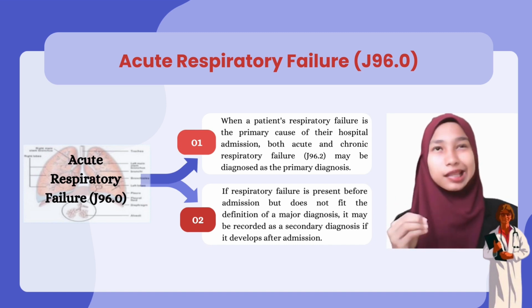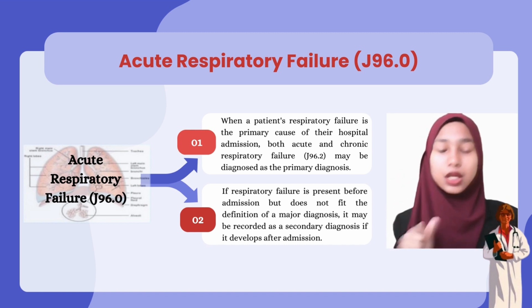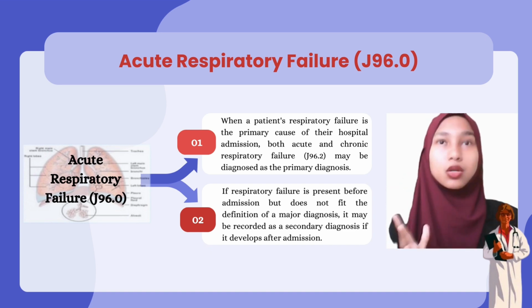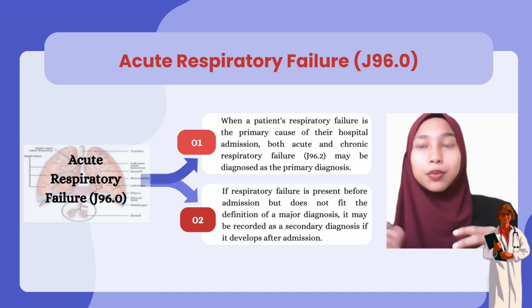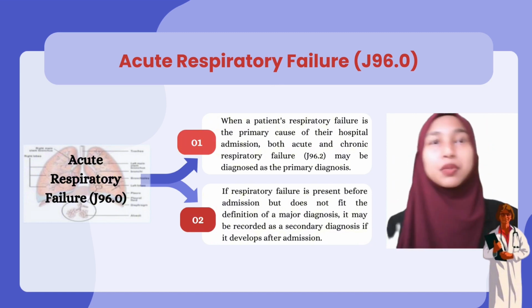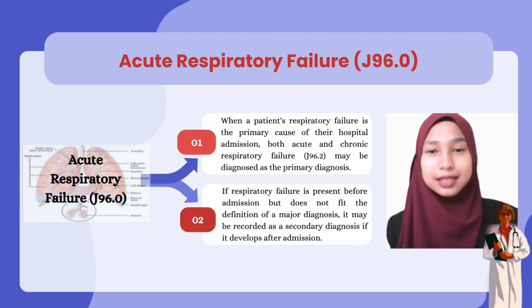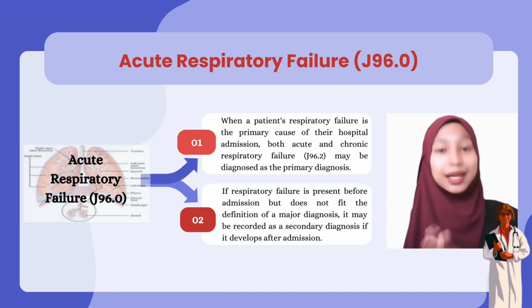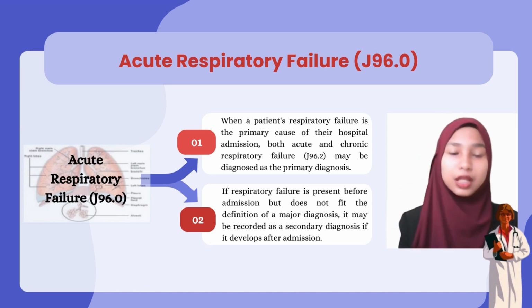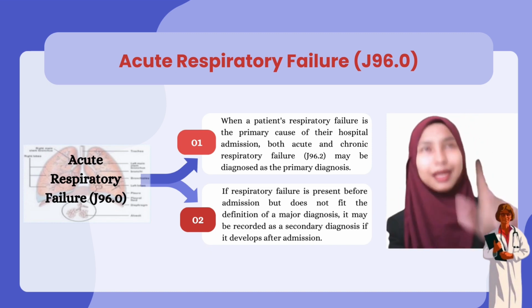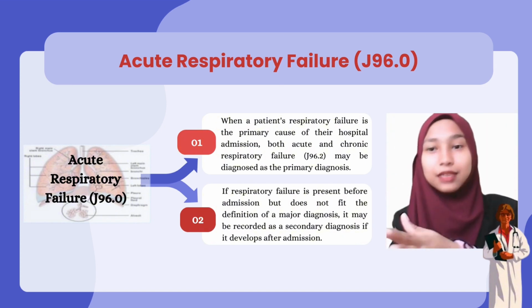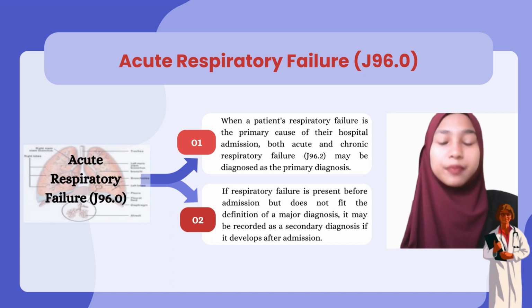J96.0 applies in two conditions. First, when a patient's respiratory failure is the primary cause of their hospital admission. Both acute and chronic respiratory failure with code J96.2 may be diagnosed as the primary diagnosis. However, chapter-specific coding guidelines such as obstetric, poisoning, HIV, and newborn that provide sequencing direction take precedence.